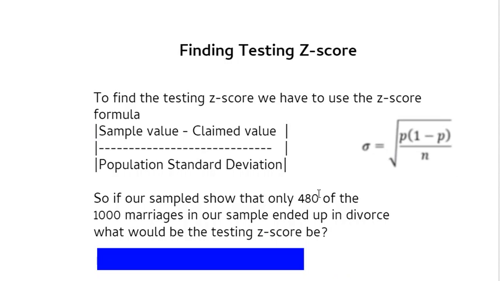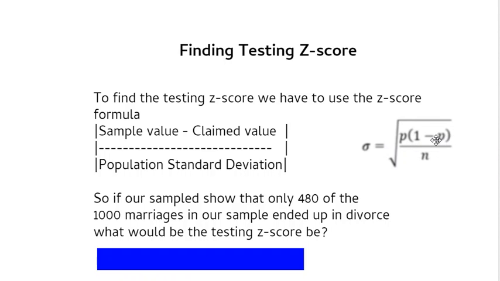So if our sample showed that 480 of the 1,000 marriages ended in divorce, what would the testing z-score be? All right, so what I want you to do now is find out 480 out of 1,000. What's that as a decimal? That's your sample value. Our claim value is 50%, 0.5. And then the standard deviation, I don't think we found that yet. So you also have to find your standard deviation over here. So take a minute and a piece of paper and see which of those you can find out. You can start with your standard deviation if you want.